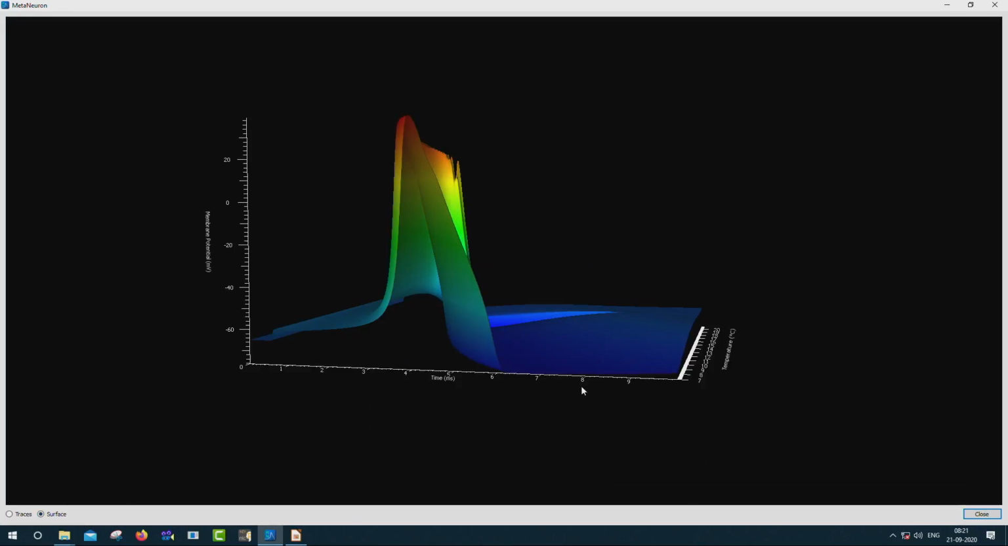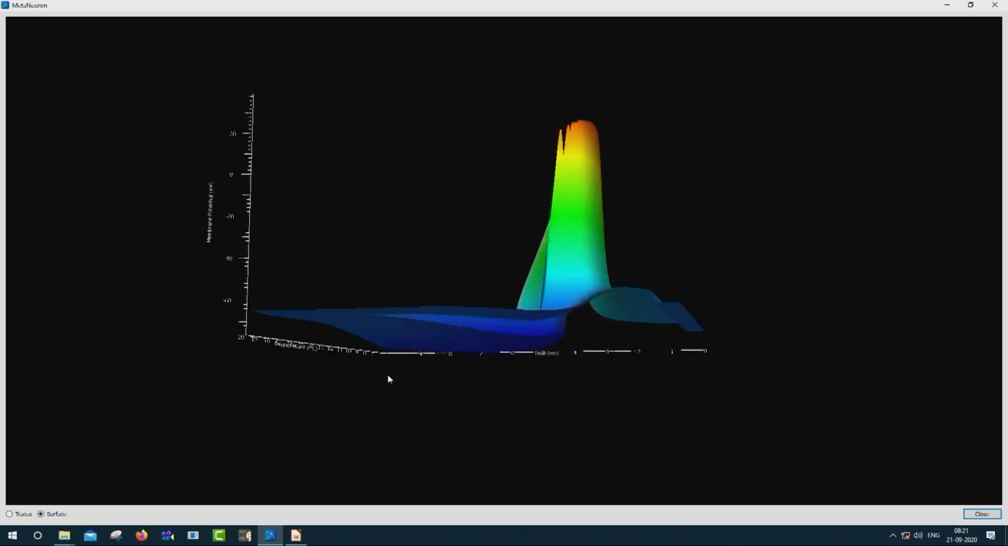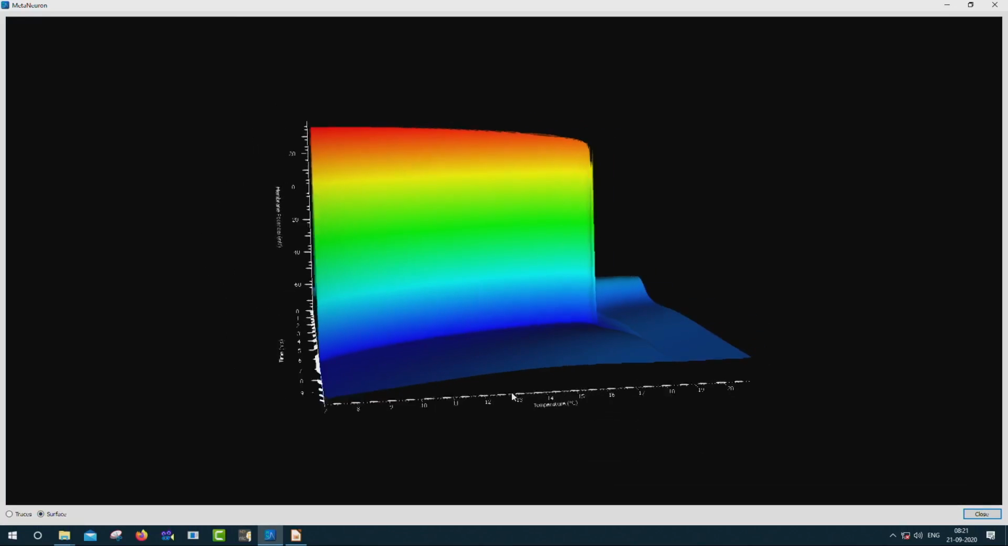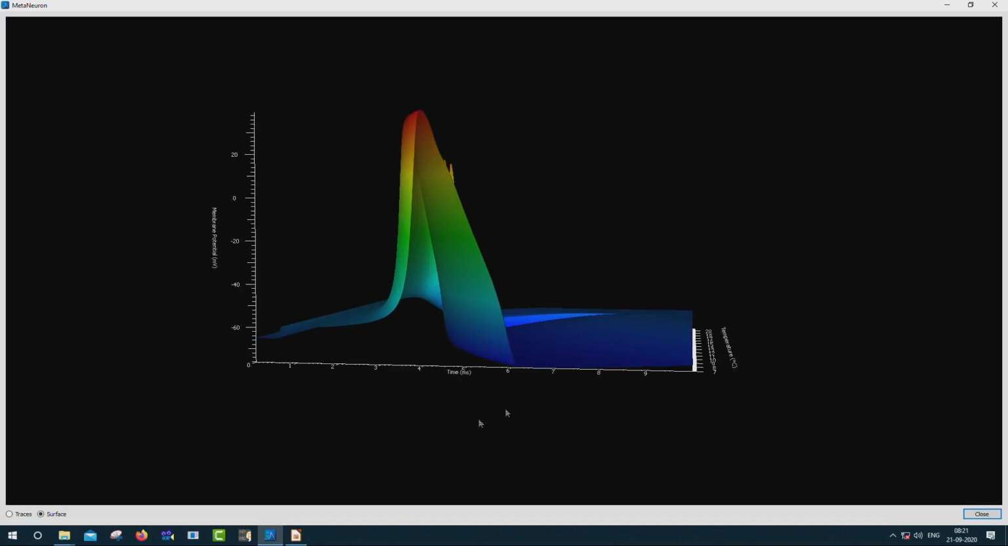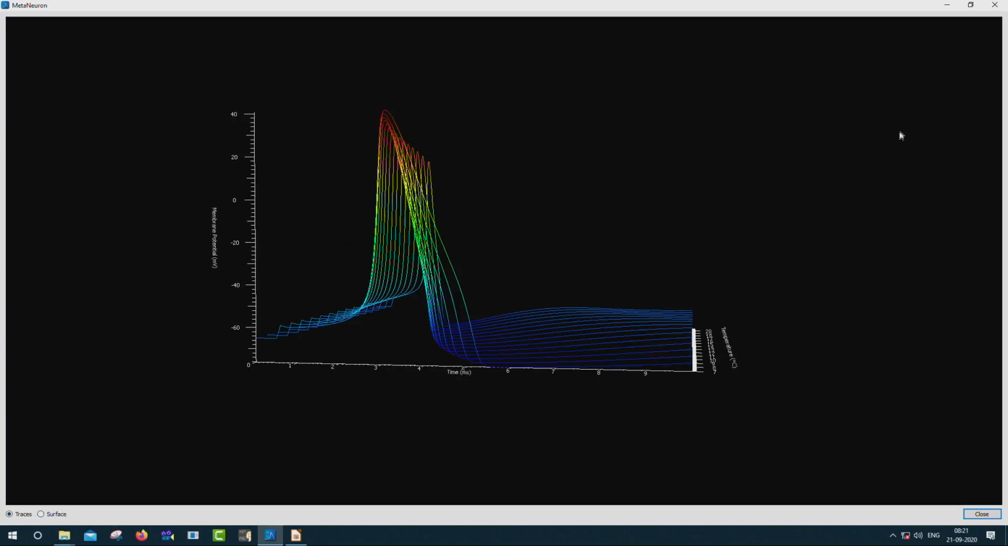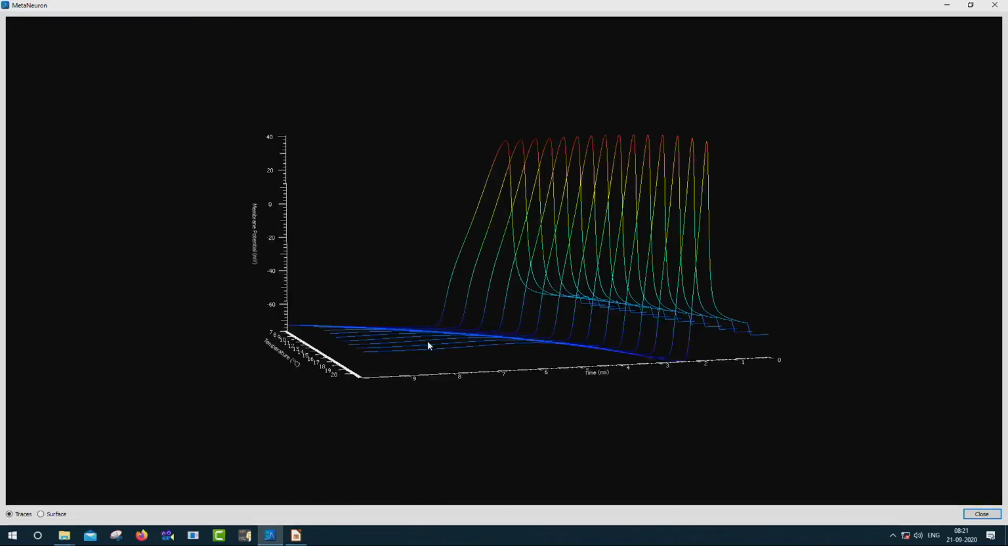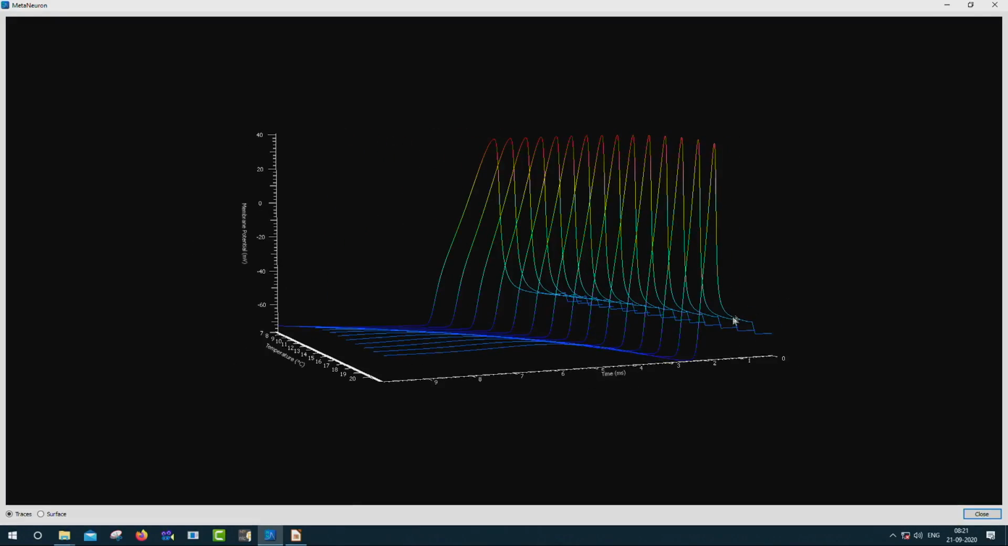So this is at a low temperature, and you can see at a higher temperature, it's much narrower. You can see that part over there, so it's much narrower. Much narrower over here, much broader over here at a low temperature.